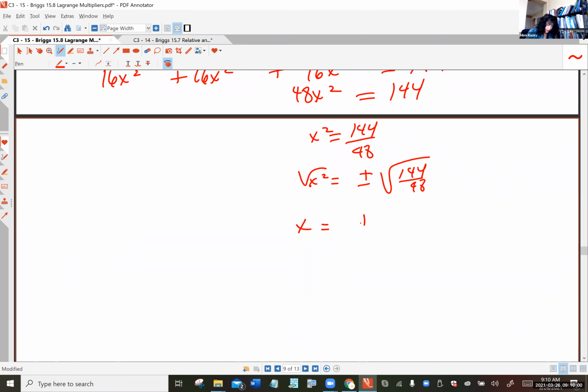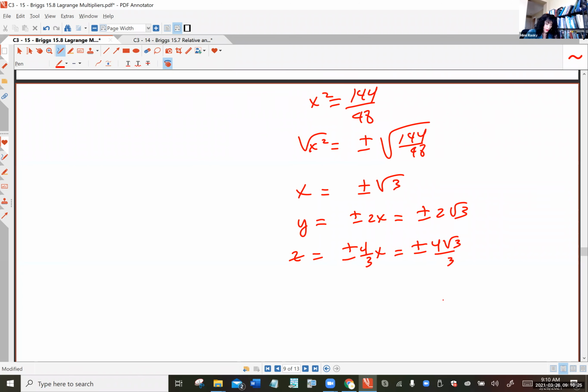And then I'll get x equals, and it turns out that 48 times 3 is 144. Nice. So x is plus or minus square root of 3. So what does that mean? So y could be plus or minus 2x, so plus or minus 2 square root of 3, and z could be plus or minus 4/3 x. So that's plus or minus 4 square root of 3 over 3.